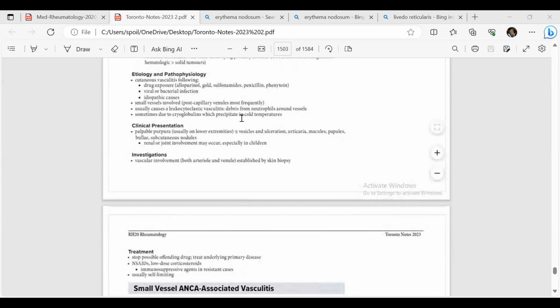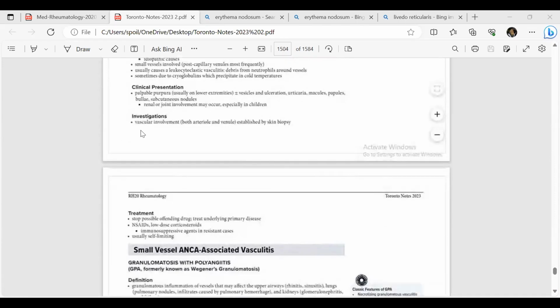Clinically, there is palpable purpura, usually of the lower extremities, with or without vesicles and ulceration, urticaria, macules, papules, bullae, and subcutaneous nodules. Renal or joint involvement may occur, especially in children. Otherwise, there will be cold extremities, ulcerations, vesicles, urticaria, and papules. And palpable purpura is usually seen in the lower extremities.